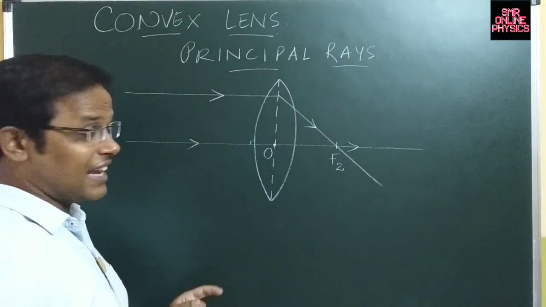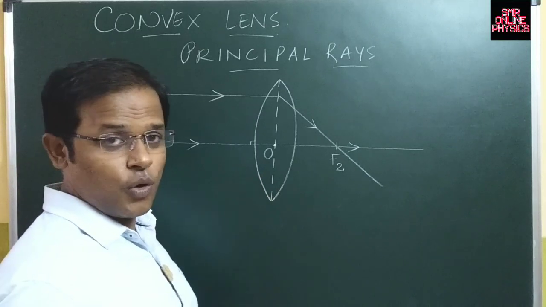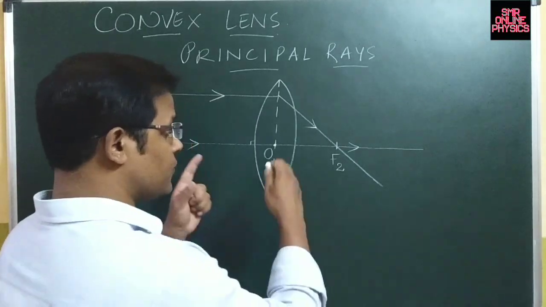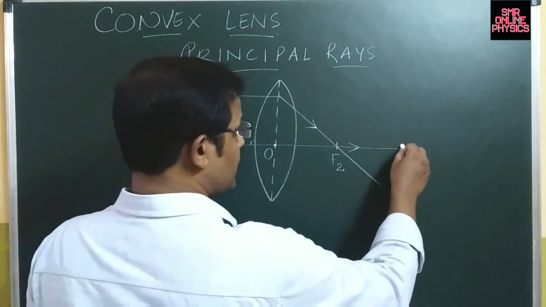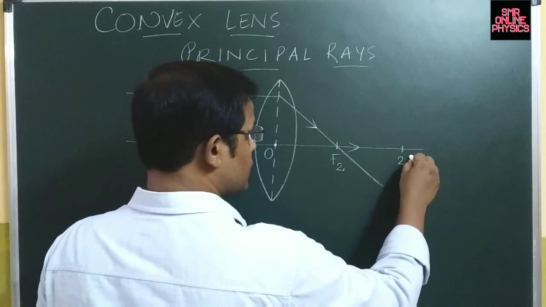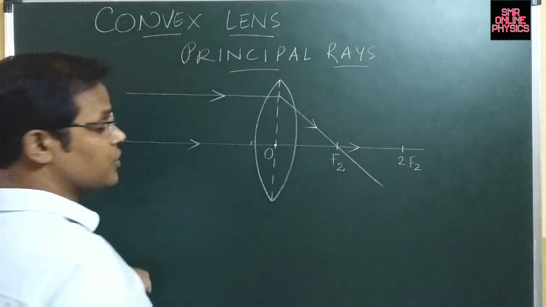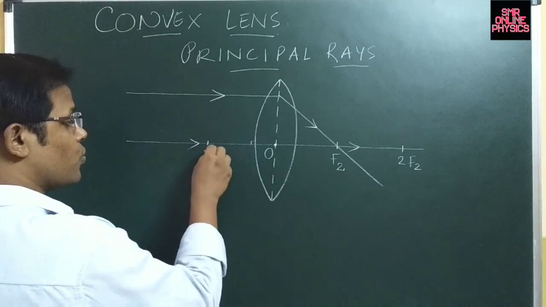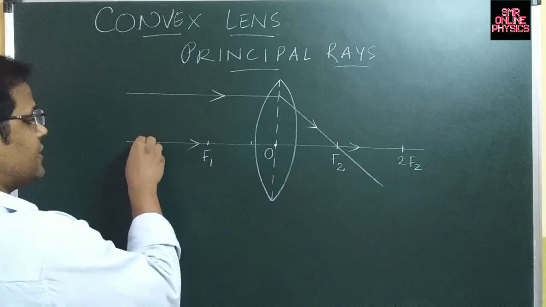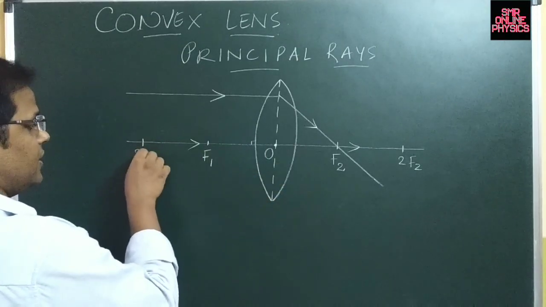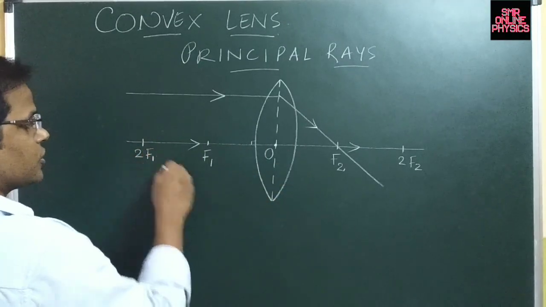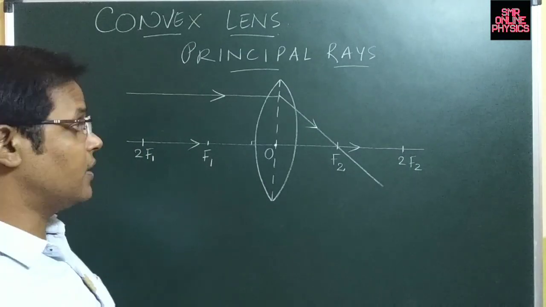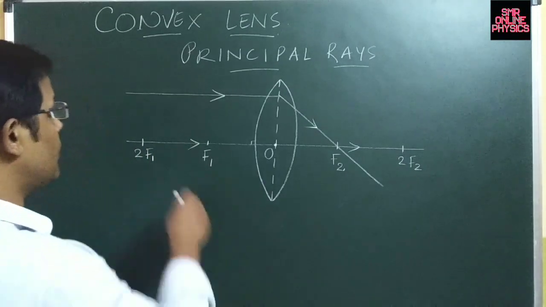So let us call this the second focus, because the lenses, as we already know, will have double focus because of the double curvature. At the same time, we have the center of curvature. We call it 2F2. So similarly, there is a focus on the left side. This is your principal focus 1. This is F1. And similarly, for this curvature, we have this center of curvature, also termed 2F1. So this is your principal ray number 1.